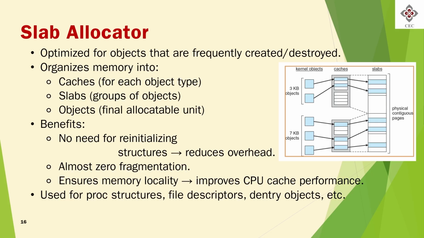So, the benefit is no need for reinitialization of structures, reduced overhead, because already slabs are formed based on the contiguous memory. So, here we have one slab, here we have another slab. So, these slabs are for these 7 kb objects and this slab is for these 3 kb objects. Almost zero fragmentation, we are going for a fragmentation-less type of allocation procedure used for file descriptors, various objects which have variable sizes. That is the main thing.